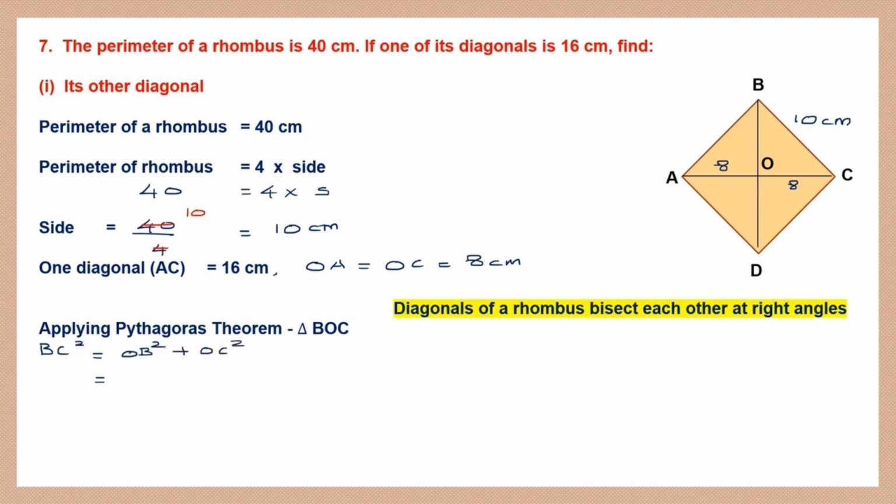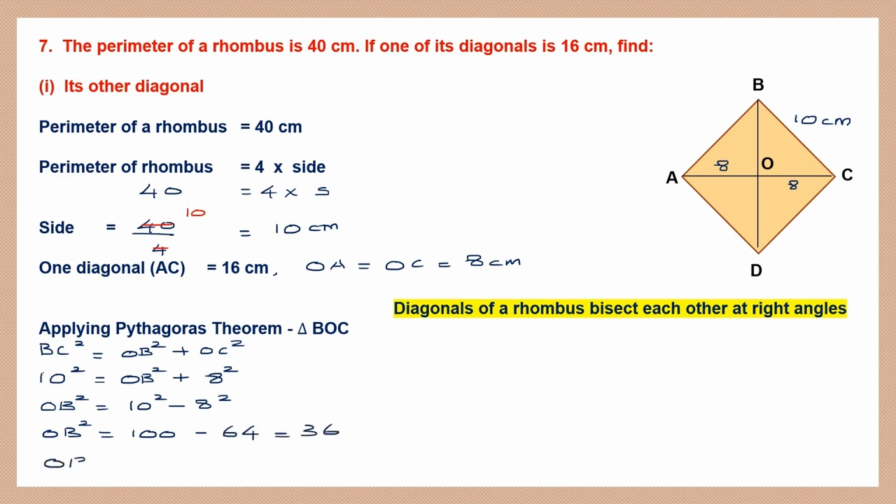Now BC square is already given to us. I'm sorry, 10 square. OB is what we don't know. So we're going to write it as OB square plus OC is given to us, 8 square. So here now we can find OB square. That is 10 square minus 8 square. So OB square is 10 square, 10 into 10 is 100, minus 8 square, 8 8s are 64, and that is 36. So OB square is 36.